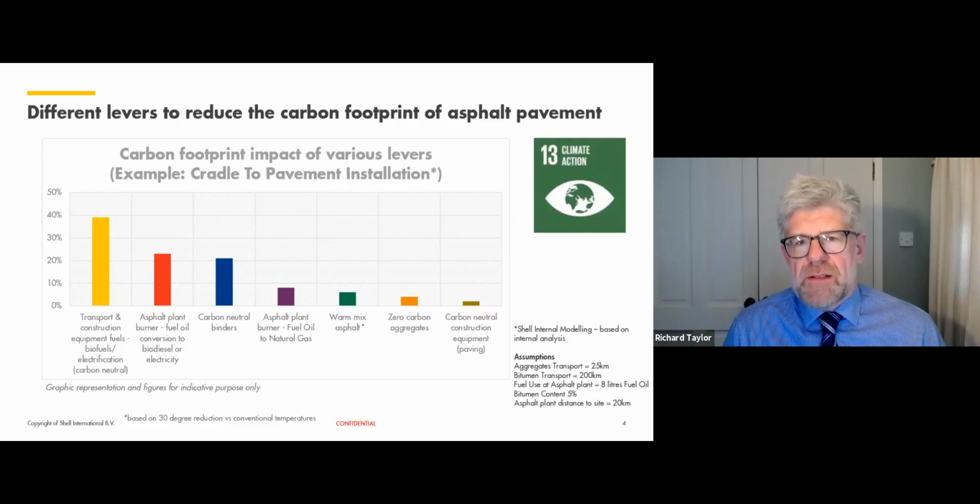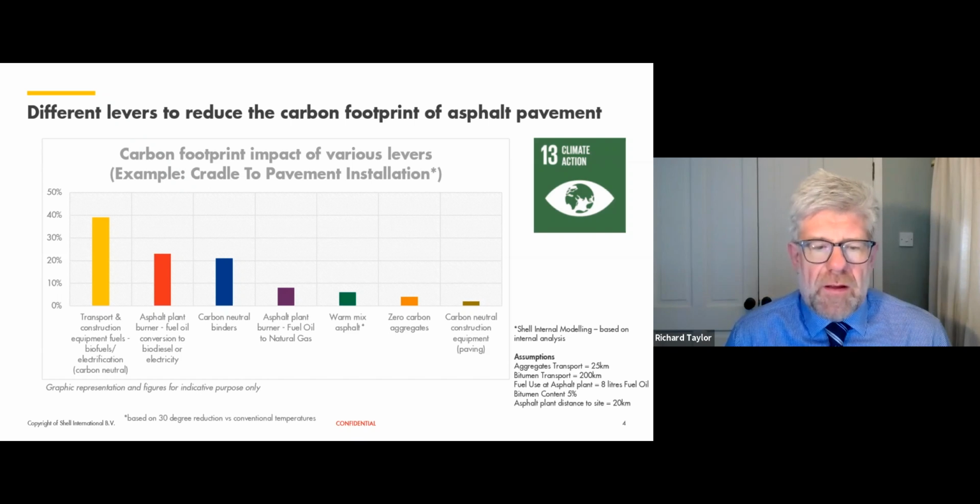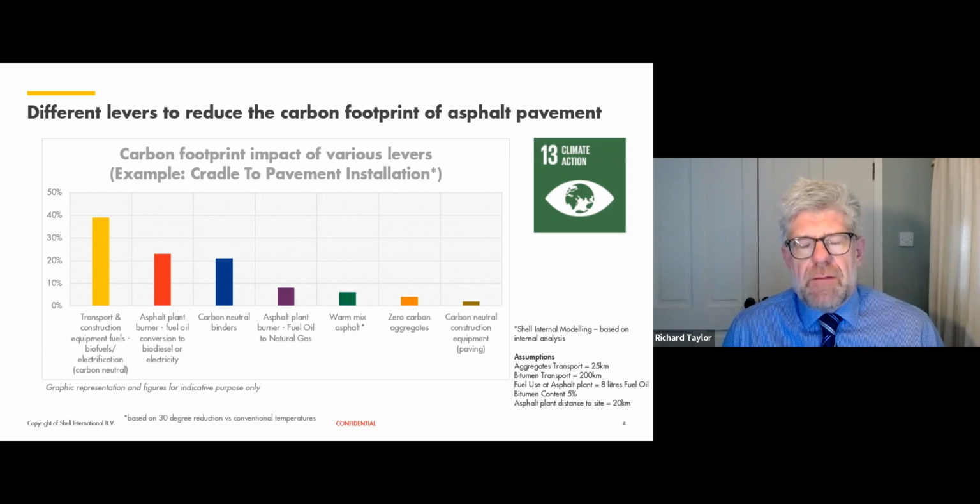So I'm going to start the presentation by talking about ways to reduce the carbon footprint of an asphalt pavement, or decarbonisation. Most organisations, governments, companies around the world have made commitments to reducing greenhouse gas emissions and to aid with climate action. On the right hand side, we can see the UN Sustainable Development Goal number 13. For the asphalt world, a lot of the levers here have already been identified and are well understood.